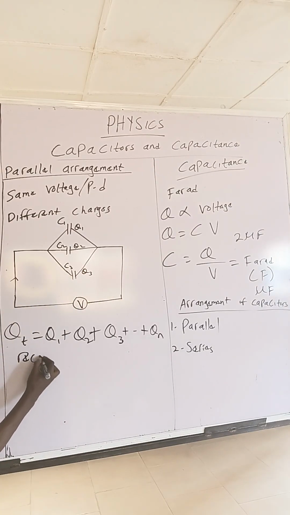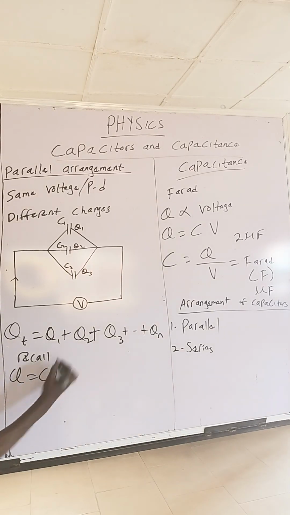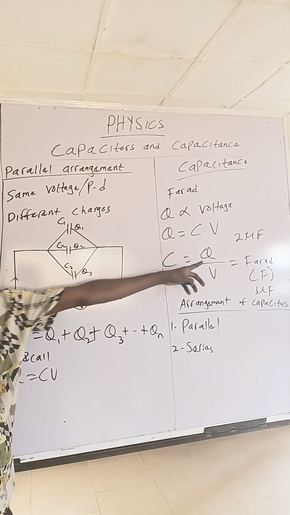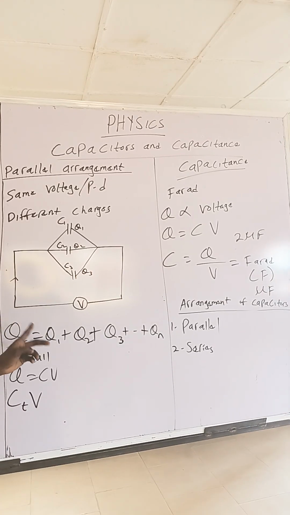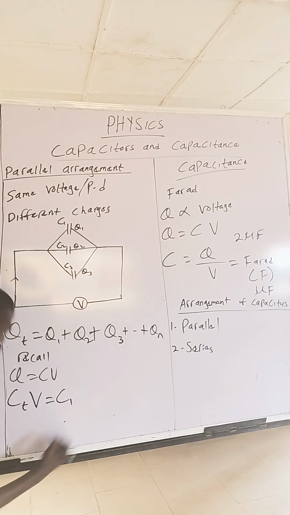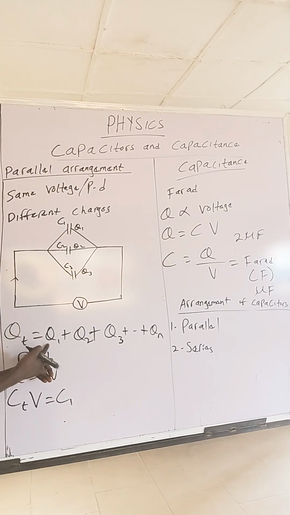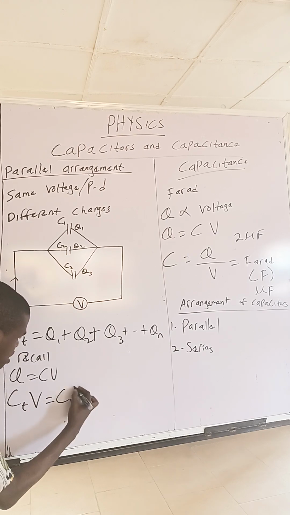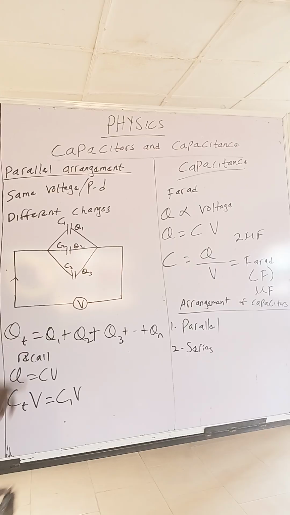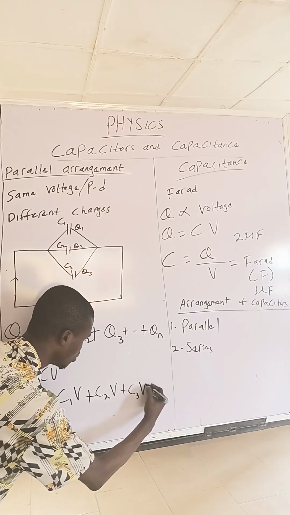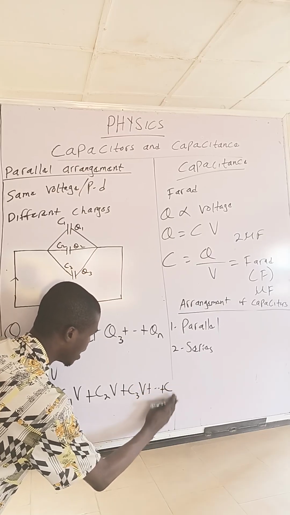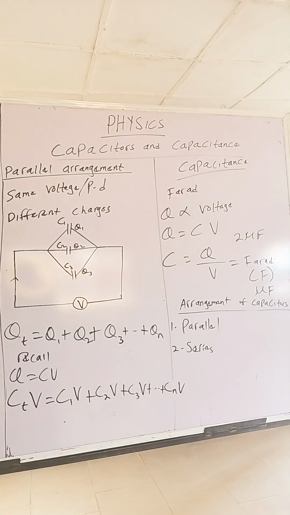Now we can say Q equals CV. Since we are interested in the total charge here, this is C total times V. Since V is the same, the same V will be here. So Q1 will now be C1 V, since the same voltage flows across them, plus C2 V, plus C3 V, up to Cn V. I hope you are getting this.